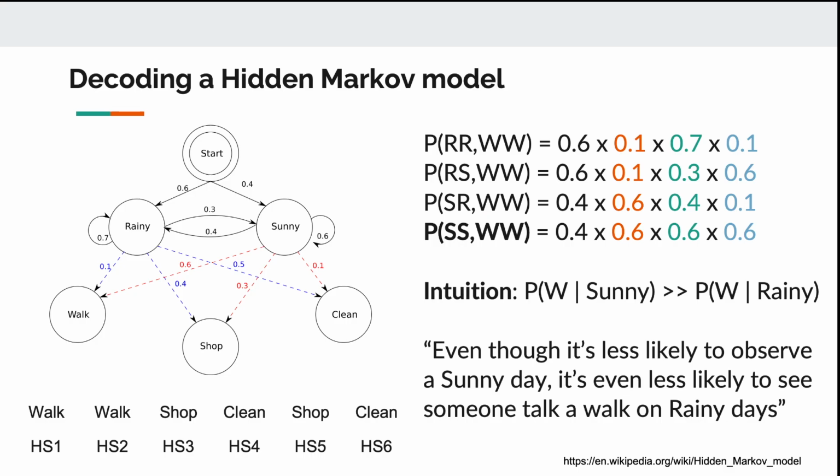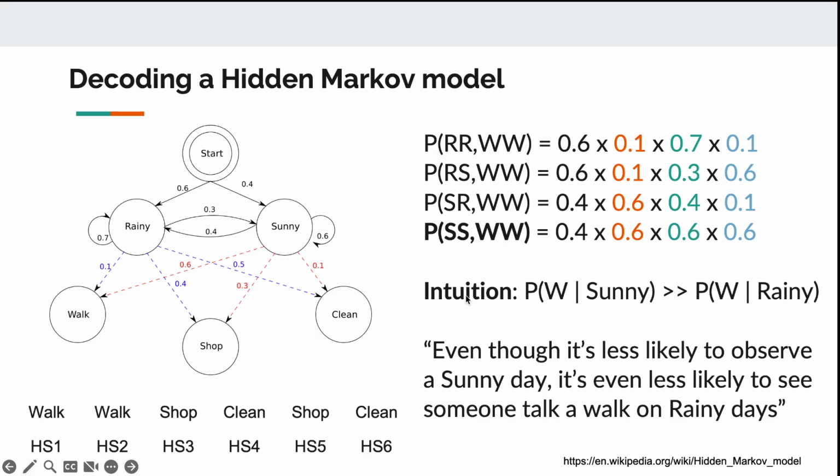So we can do this for all 4 of them. And we can notice, without having to actually calculate anything else, that the last one is probably the best: 0.4 times 0.6 times 0.6 times 0.6. That's because for the other ones, you can notice that if there is a rainy day, there is a very low chance that someone is going to take a walk. So this 0.1 can tell us quickly, without having to calculate, that these are not going to produce the best kind of prediction.